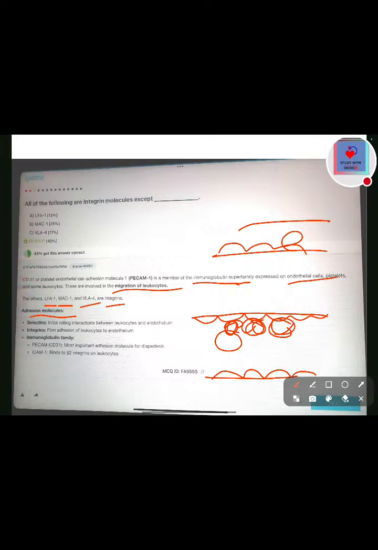In the immunoglobulin family, PECAM is the most important adhesion molecule for diapedesis. Diapedesis means the leukocyte will cross and go. ICAM-1 binds to beta 2 integrins on leukocytes. So PECAM is the most important adhesion molecule for diapedesis, and ICAM-1 binds to beta 2 integrins on leukocytes.